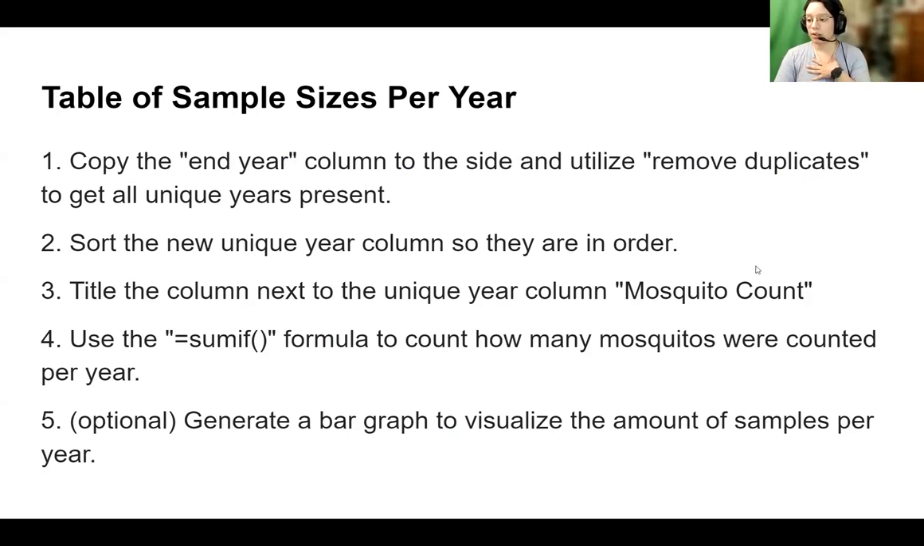And we're looking to title our next column mosquito count, so total number of mosquitoes. And here we're using a different formula that we haven't used before, but functions very much the same as what we've used previously. We're going to be using the sum if formula to count how many mosquitoes were counted per year. And then optionally, you can generate a bar graph to see what that looks like. But what you need to turn in is just the table that you end up generating.